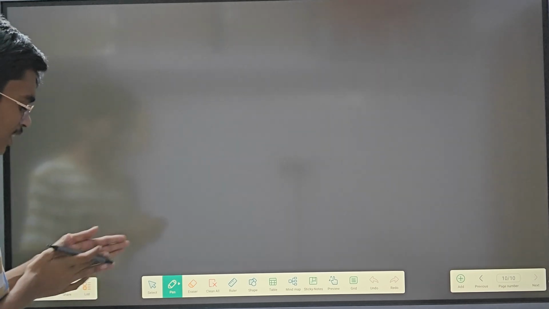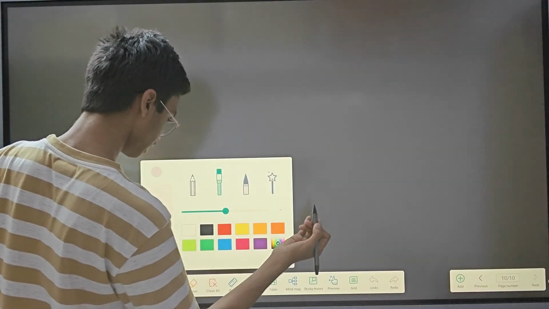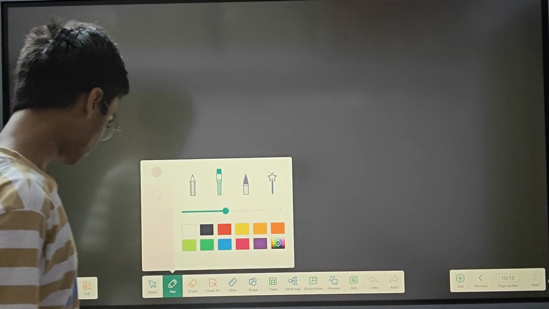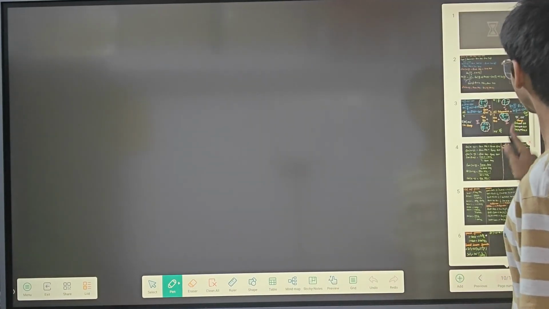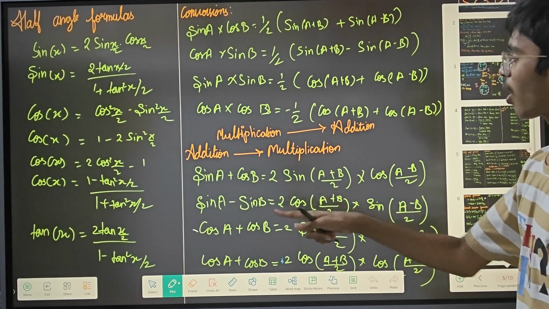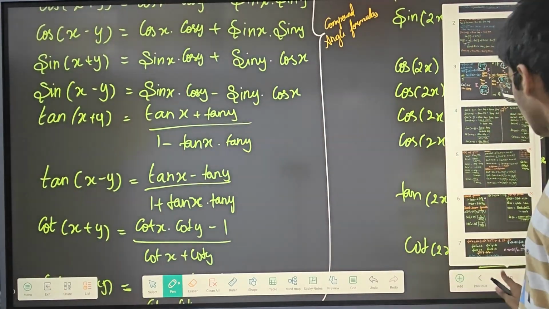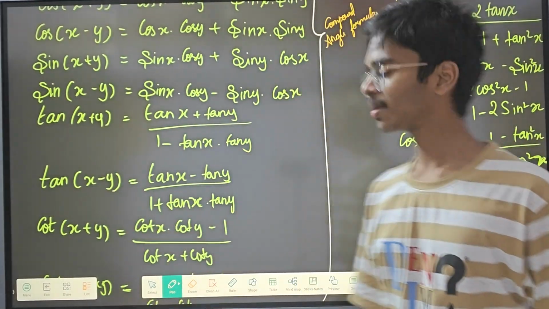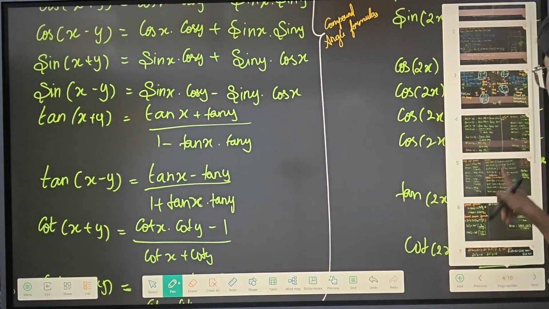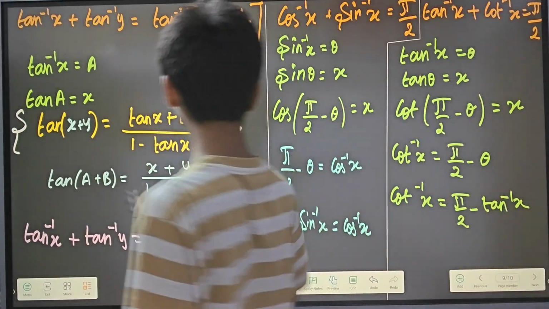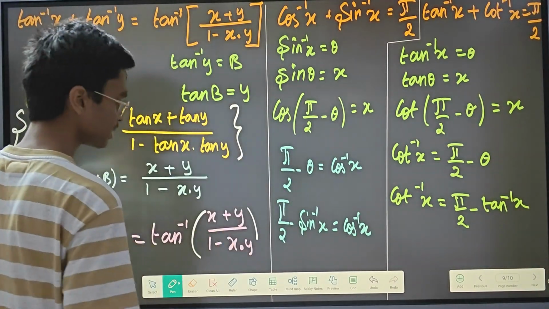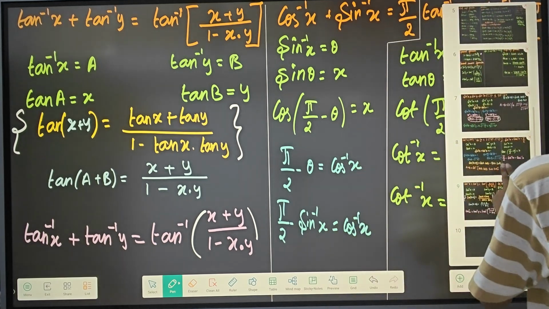Now we are going to see some other formulas, double angle formulas and triple angle formulas. We are going to prove every one of them. Half angle formulas are not that much required. Plus or minus alone we will do.